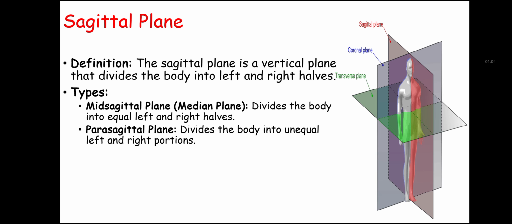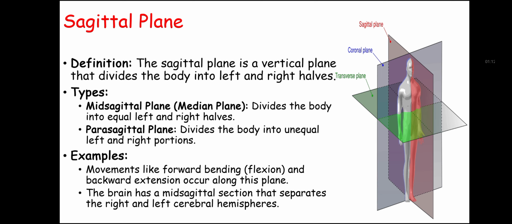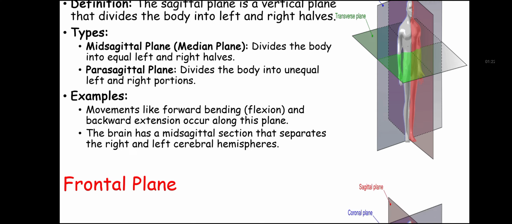Mid-sagittal planes divide the body into equal left and right halves, while parasagittal planes divide the body into unequal left and right halves. Examples include movements like forward bending and backward extension, which occur along these planes. And the brain has a mid-sagittal section that separates the right and left cerebral hemispheres.